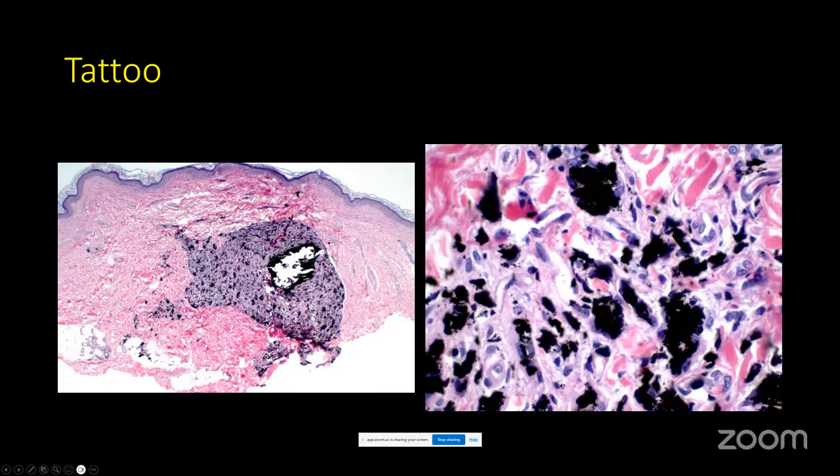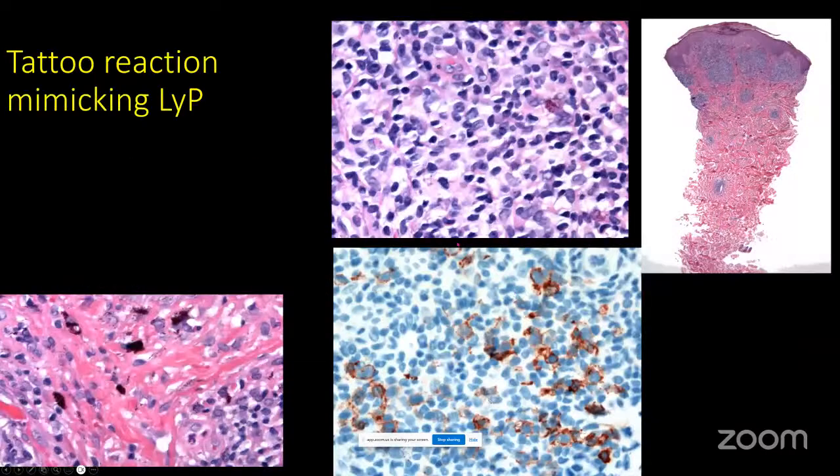We see it with traumatic tattoo, like from a pencil lead, or you can see it from a tattoo from an artist putting images on the skin, and it's black, often associated with multinucleate giant cell reaction. It's helpful to recognize the tattoo pigment because sometimes you can have other conditions that are induced by tattoo.